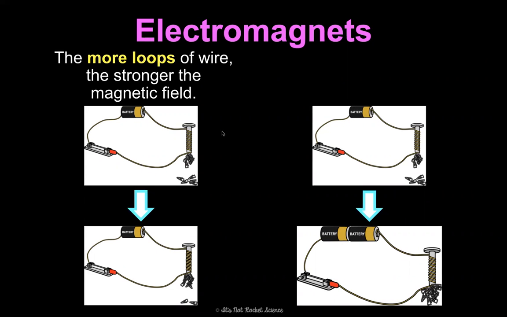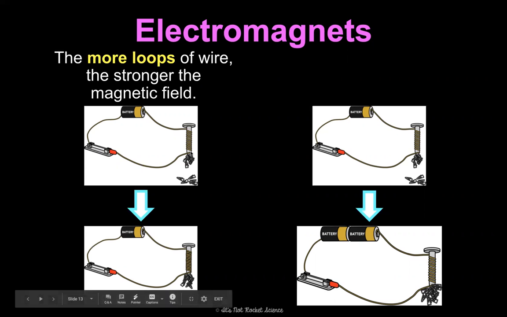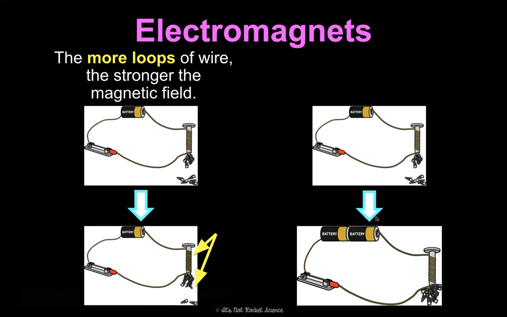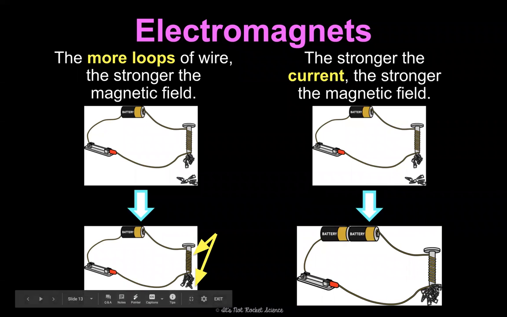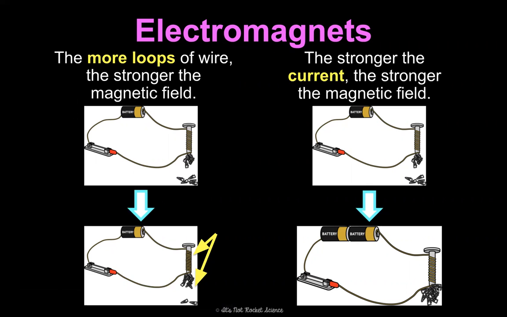All right, so here are some electromagnets. The more loops of wire, the stronger the magnetic field. More loops of wire means it picks up more paper clips. The stronger the current. So if you use 2 batteries instead of 1, if all our batteries had been new, which they weren't, then the stronger the magnetic field. With 2 batteries, we should have been able to pick up even more paper clips. In the case of Belle, the only way she was able to pick up paper clips was with 2 batteries.